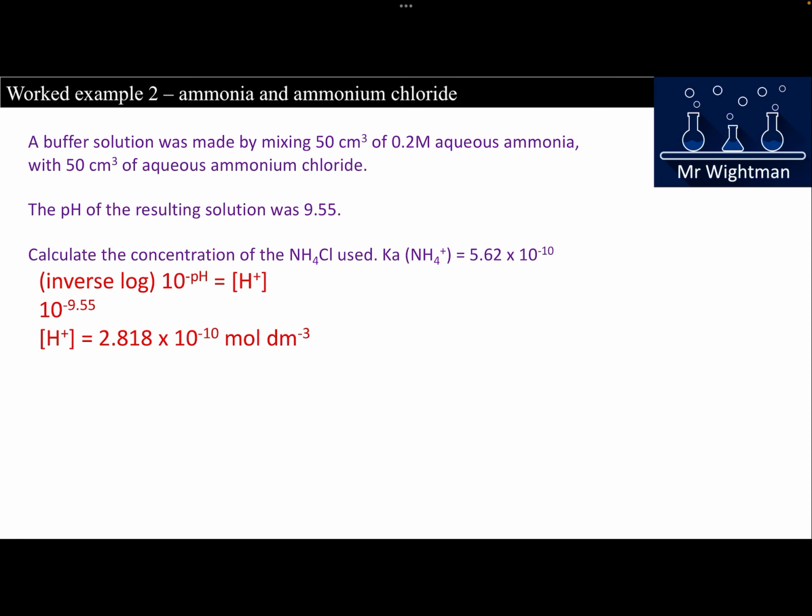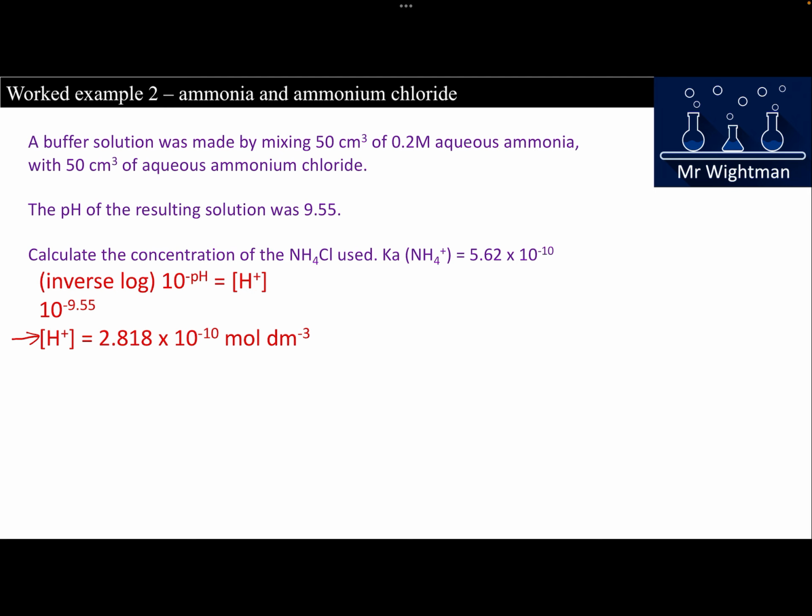So example 2: a buffer solution was made by mixing 50 centimetres cubed of 0.2 aqueous ammonia with 50 ml of aqueous ammonium chloride. And this is another way of making a buffer solution with a pH greater than 7, so it's more of an alkaline pH. The pH of the resulting solution was 9.55. So inverse log of that gives us straight away H plus is equal to 2.818 times 10 to the minus 10.